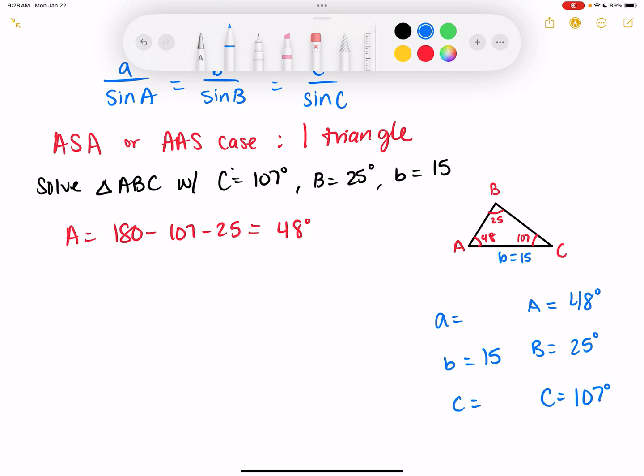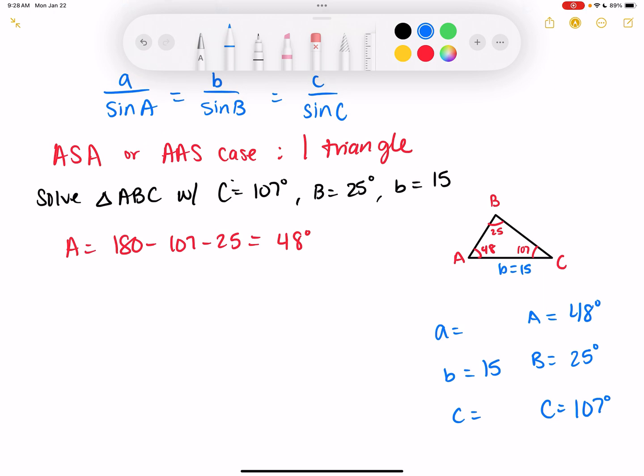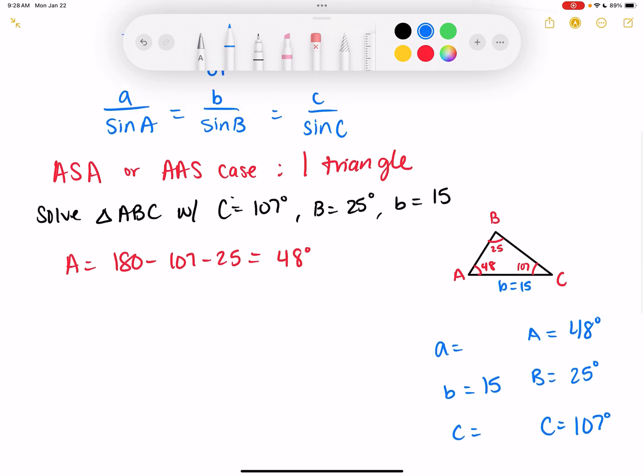So since I need to find side lengths, I'm going to choose this scenario here where the side length is on top. I've got to have one that has unknowns and then one where I know everything. So the piece that I know everything for is B. So I'll have B over the sine of B, and then I'll be solving for A and C using B.